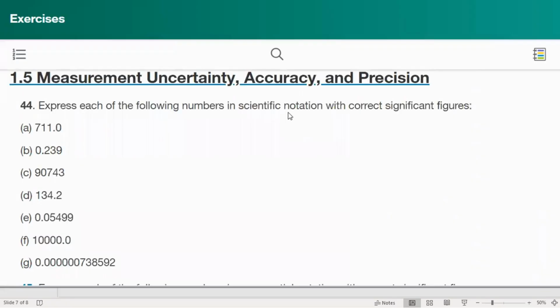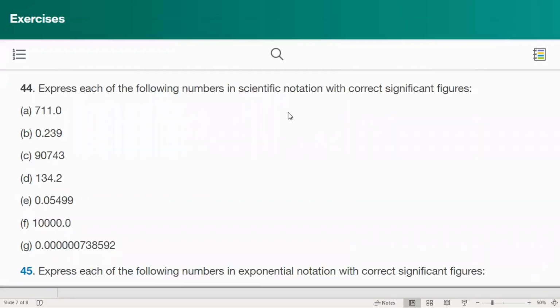Okay, express each of the following in scientific notation with the correct significant figures. That would be 7.110 times 10 to the second power. This is 2.39 times 10 to the minus 1. This is 9.0743 times 10 to the fourth. This is 1.342 times 10 to the second.